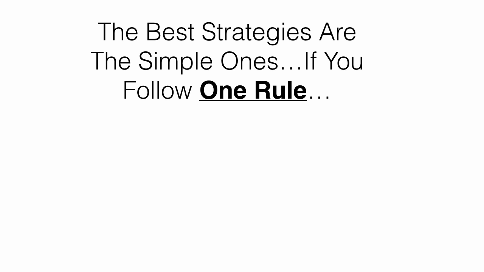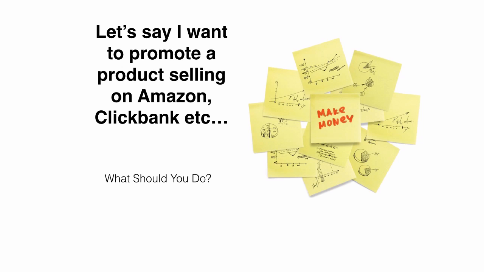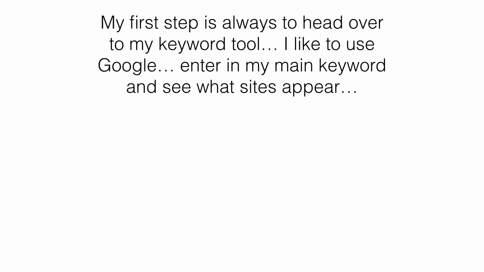The best strategies are the simple ones, as long as you follow one rule. So let's say I want to promote a product selling on Amazon or ClickBank or any other network, or maybe I've got my own product, just whatever it is. What should I do? Well, the first step is I'm always going to head over to my keyword tool. I just like to use Google, keep it simple. And then I'll enter in my main keyword and I'm going to see what websites appear. So let's go to my screen now, and I'll show you the process of what I do.